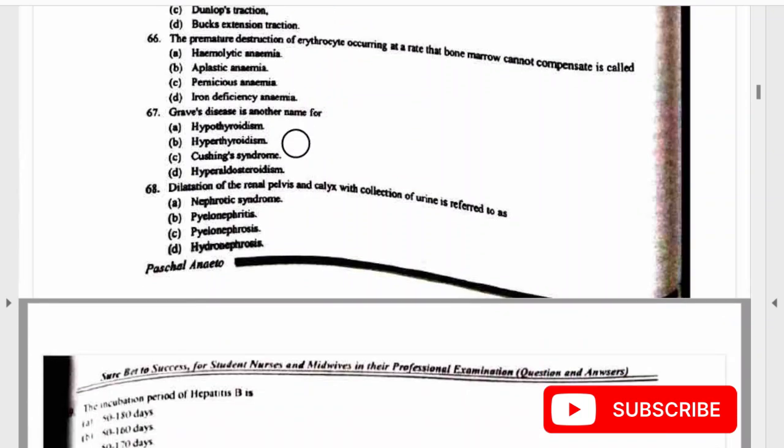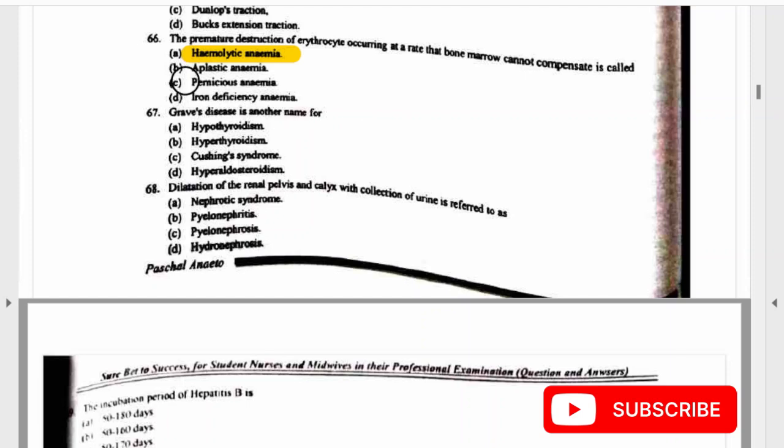66. The premature destruction of erythrocytes occurring at a rate that bone marrow cannot compensate is called what? Please, let's go. It's hemolytic anemia. I don't think we need to even explain why. From the word hemolysis, right? So when your blood cells, your RBCs, keep bursting or getting destroyed in the reticuloendothelial system prematurely, we call the condition hemolytic anemia.